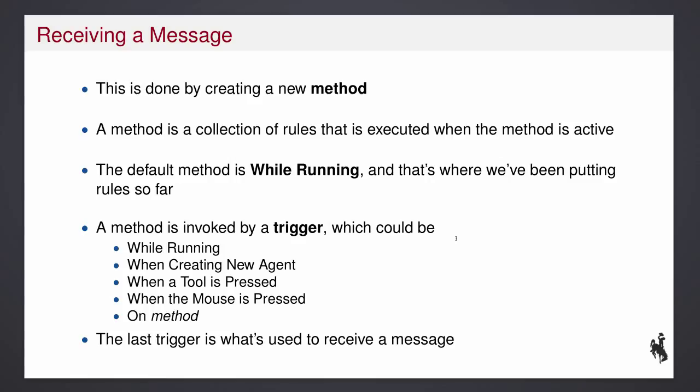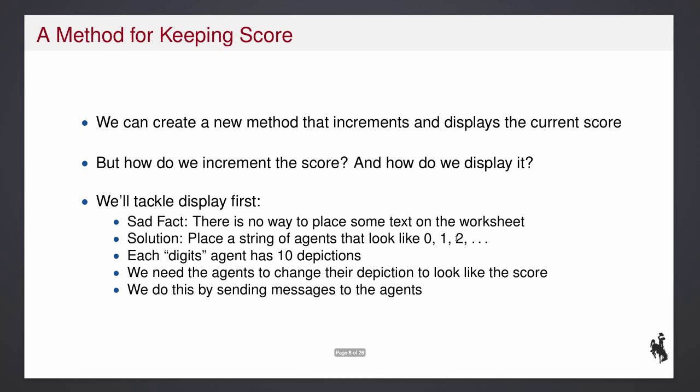The one that we're interested in right now is on method. And the method is just a name that you can create. So for example, you can call it increment, decrement, reset. That would set the score to 0. Or anything that you want. Okay. That's what we'll use, on method. Okay. So let's build increment, okay?